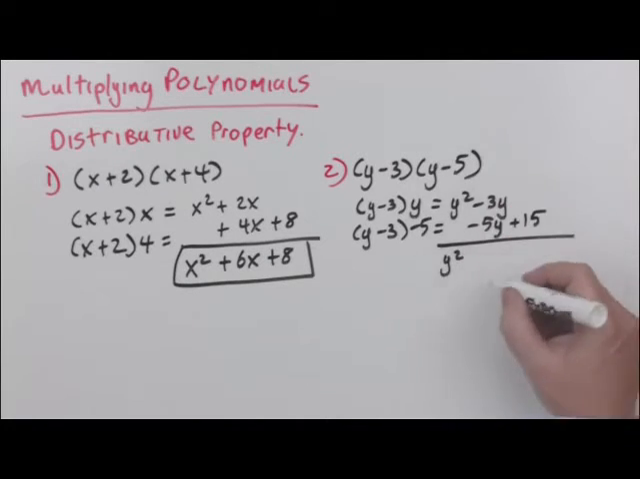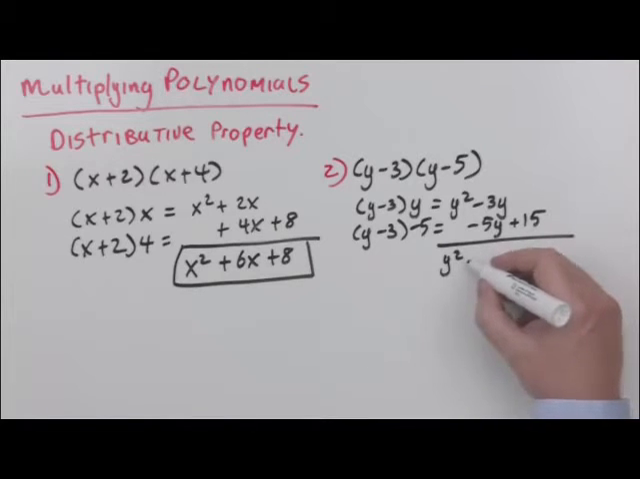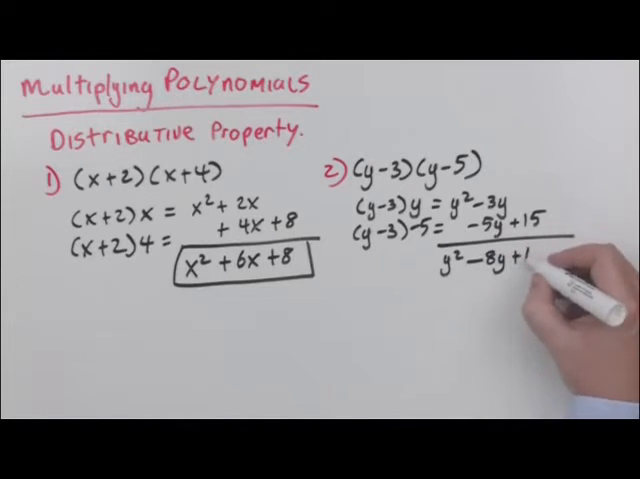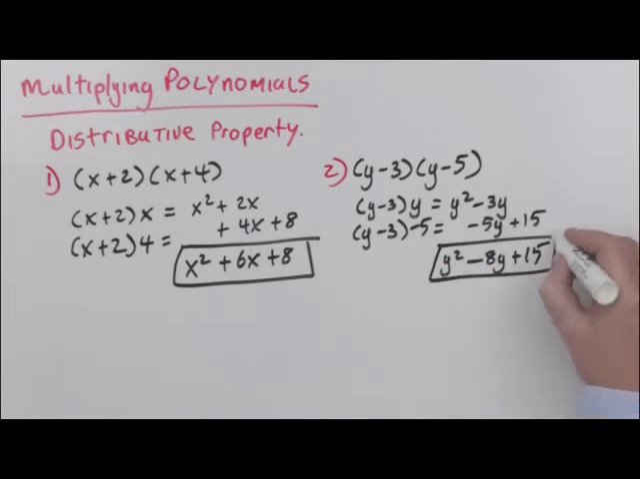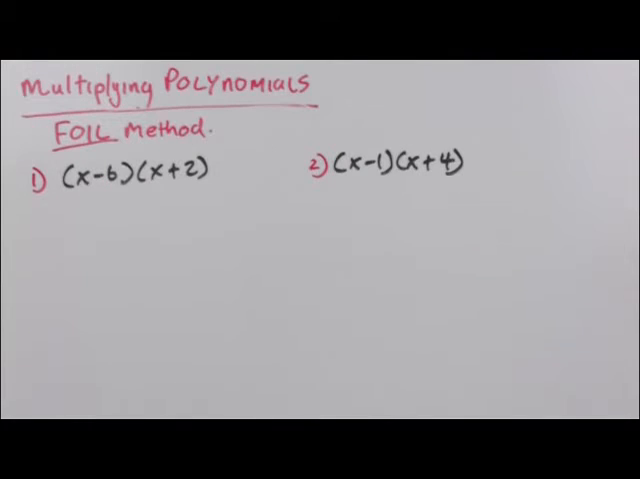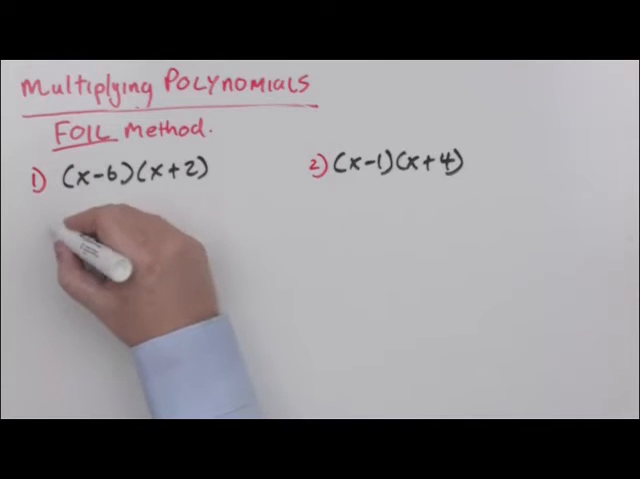Add them together, y squared, that's negative 8y plus 15. Great. A more common way of multiplying polynomials is something called the FOIL method. The FOIL method helps remind you what order to multiply things in.